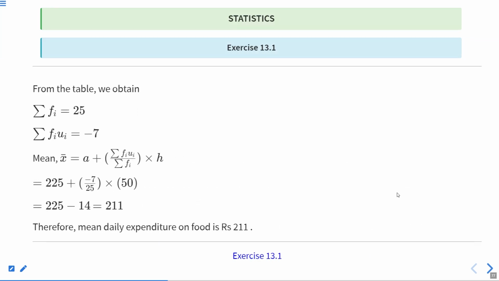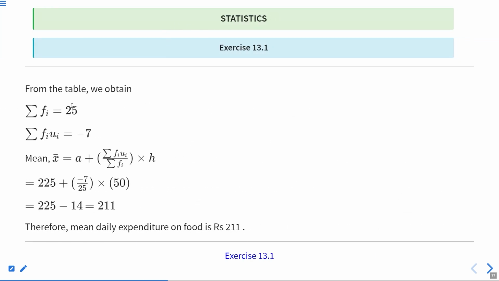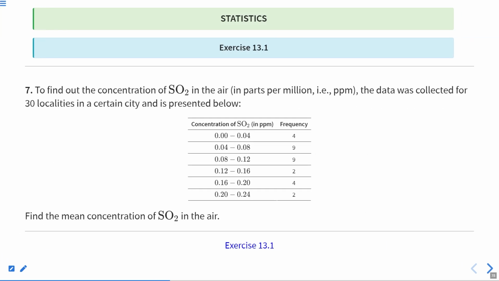So from this table we obtain summation fi equal to 25, and summation fi ui equal to minus 7. So the mean x bar is equal to a plus (summation fi ui divided by summation fi) times h, which is 225 plus (minus 7 by 25) into 50, which is 225 minus 14, that is equal to 211. Therefore the mean daily expenditure on food is rupees 211. Now let us move to the next question.